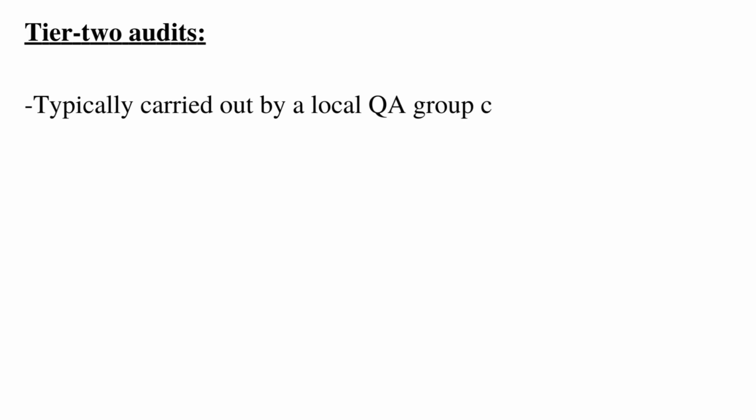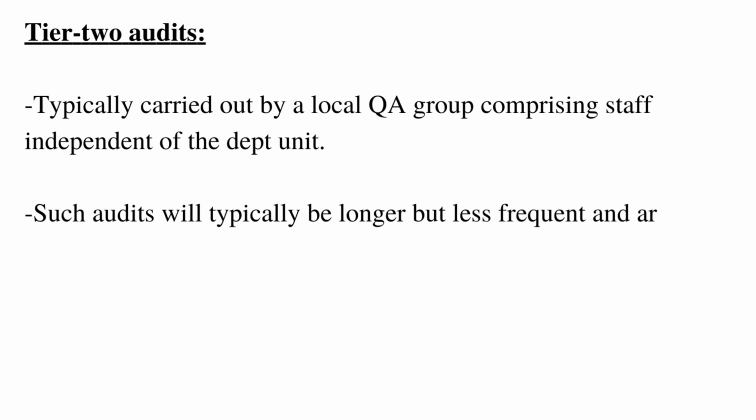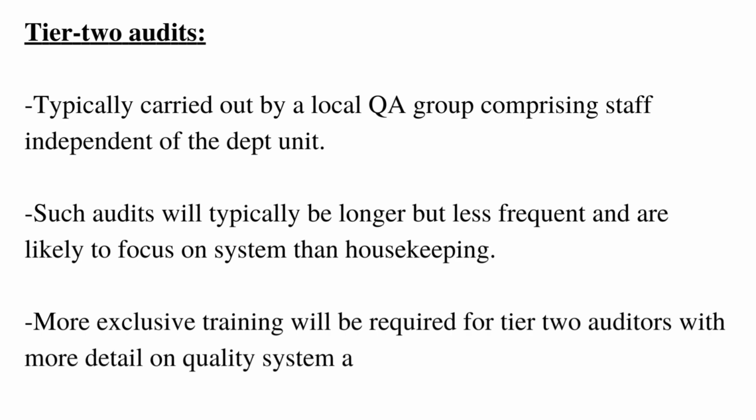Tier 2 audits are typically carried out by a local QA group comprising staff independent of the department or unit. Such audits will typically be longer but less frequent and are likely to focus on systems rather than housekeeping. More extensive training will be required for Tier 2 auditors, with more detail on quality systems and techniques.